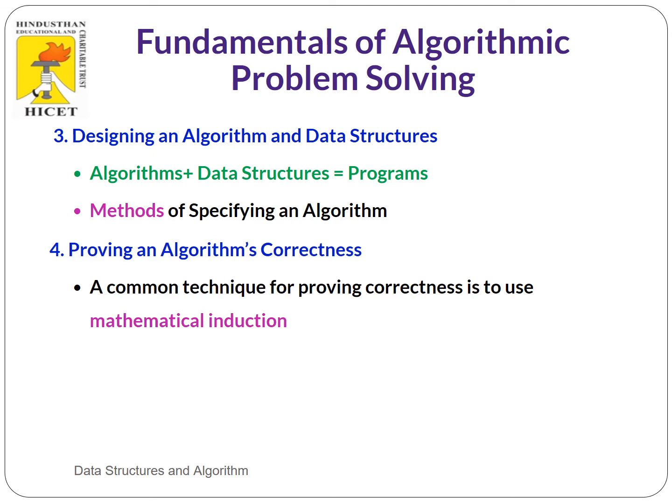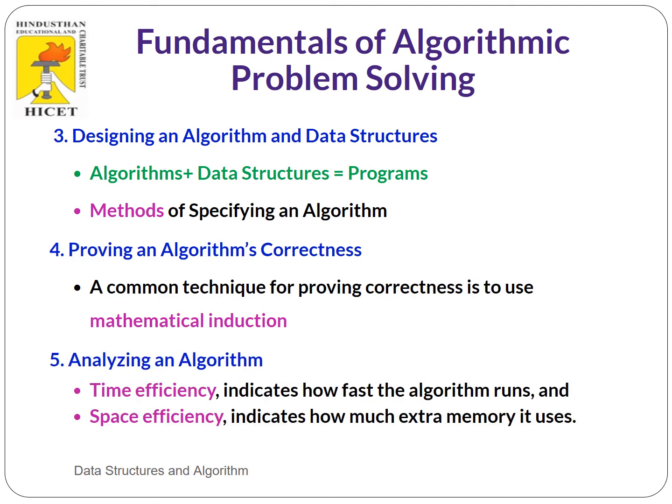Next step is proving an algorithm's correctness. Once an algorithm has been specified, then its correctness must be proved. For that, we can use mathematical induction to prove the algorithm. For example, in Euclid's algorithm for computing the greatest common divisor, the equality GCD of m, n is equal to GCD of n, m mod n. This can be taken as the proof of correctness.